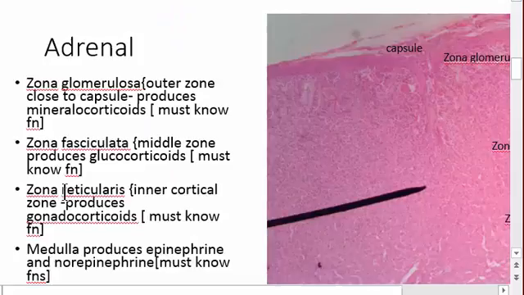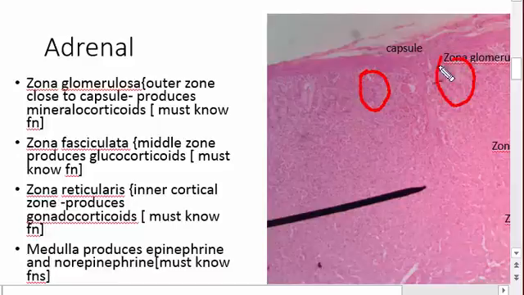The next gland we are going to look at is the adrenal gland. Now this is a little difficult to tell, but you begin with the capsule. When you look at the capsule of the gland, you will see the first zone, which is about a quarter of the entire length, known as Zona Glomerulosa. Here the cells are arranged in circles, and that's why we call it Zona Glomerulosa. So the cells present like balls.